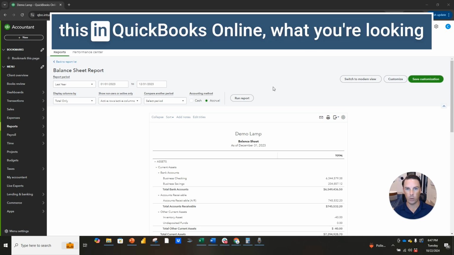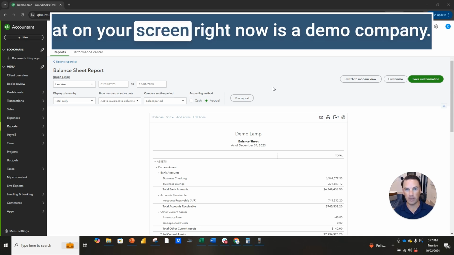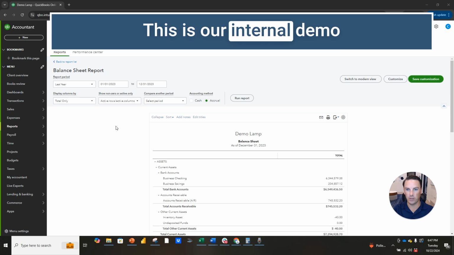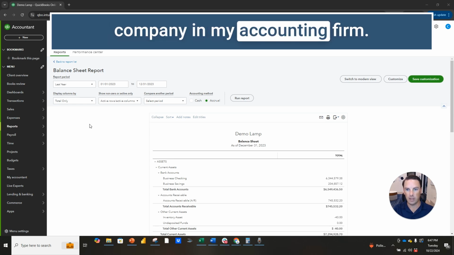And we're going to do this in QuickBooks Online. What you're looking at on your screen right now is a demo company. It's called I Love Lamp. This is our internal demo company in my accounting firm.